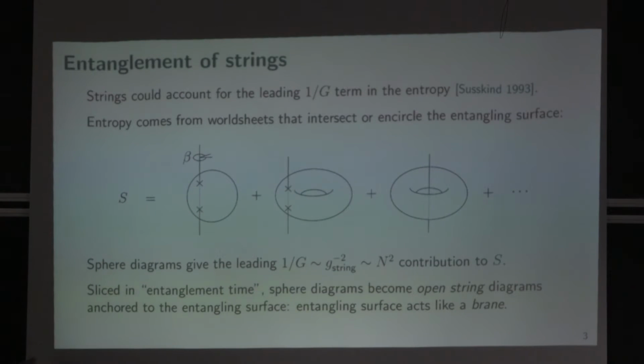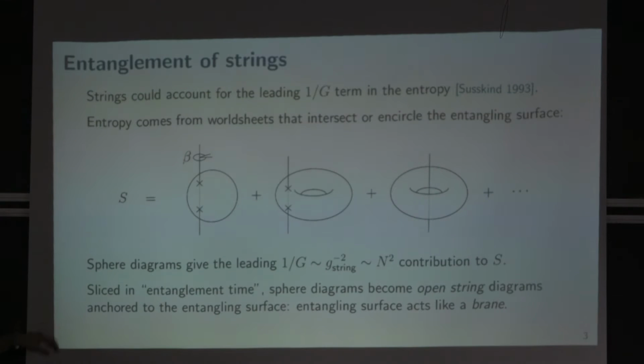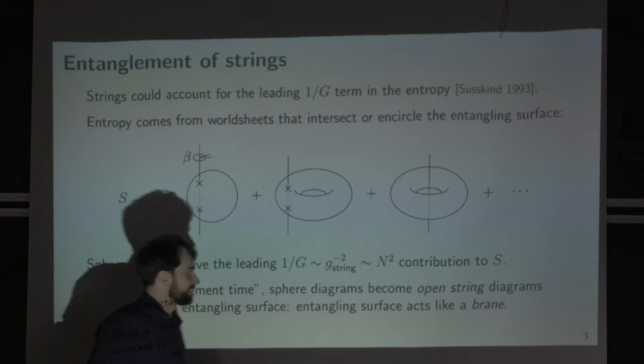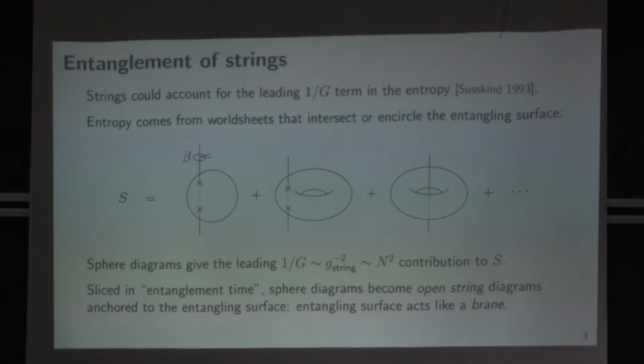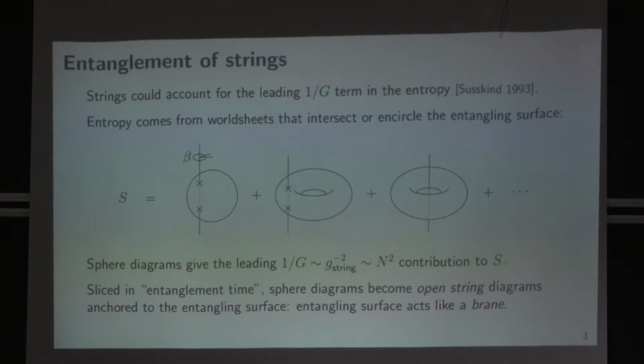And if you look at its scaling with the string coupling, it comes with a g_string to the -2, which is the sort of 1 over g scaling that you expect from a Bekenstein-Hawking entropy. Or in holographic language, that would be like the N squared term. So, this picture, as far as I know, has never been made rigorously precise. The problem is you have to take the string theory off shell, and that's a very difficult thing to do.